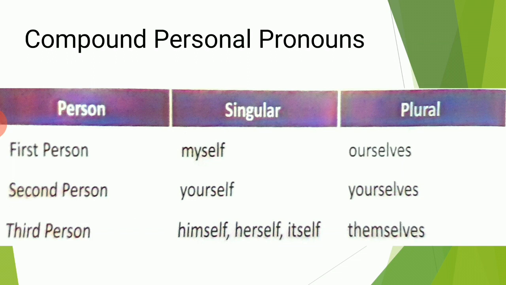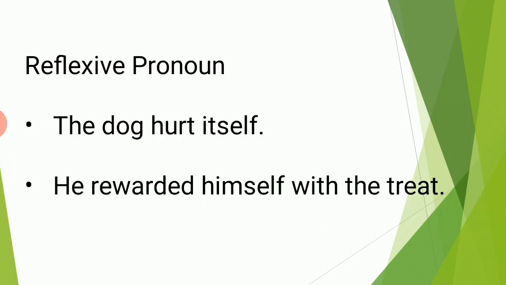So they are, of course, of two types. One is reflexive pronoun. Reflexive pronouns are called reflexive when the action done by the subject turns back or reflects upon the subject. For example, the dog hurt itself. Over here, the action of hurting is performed by the subject, the dog, and the action is actually reflecting back on the dog itself. So over here, itself is the reflexive pronoun.